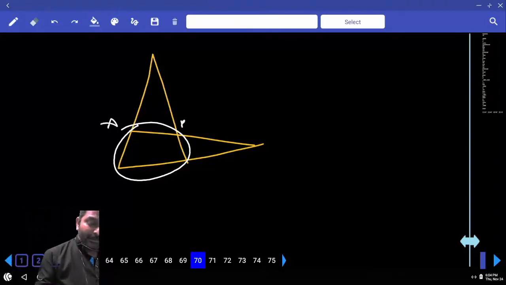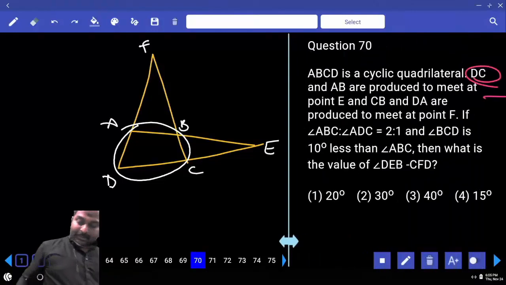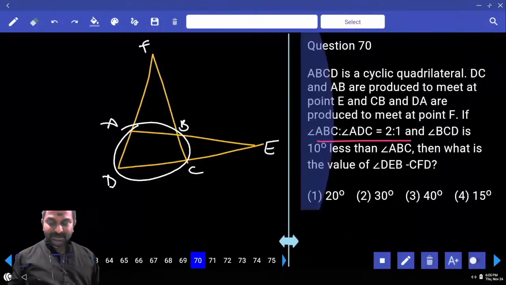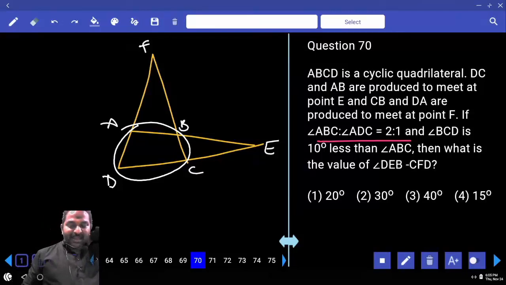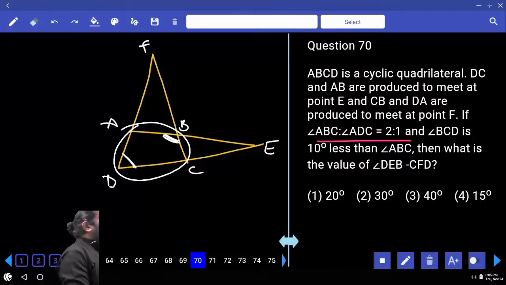A, B, C, D, E, F. Is that okay? Look at this. Angle at ABC, angle at ADC. ABC, this one, ADC, this one. They both are in the ratio 2:1. In a cyclic quadrilateral, opposite angles must be 180.